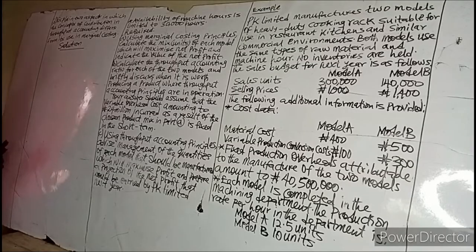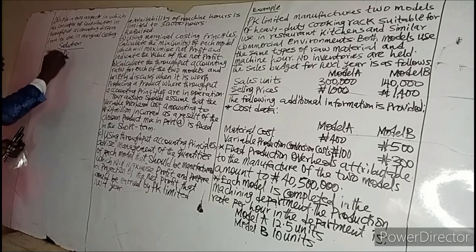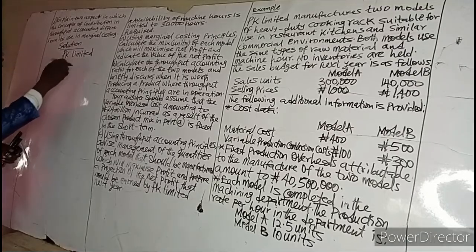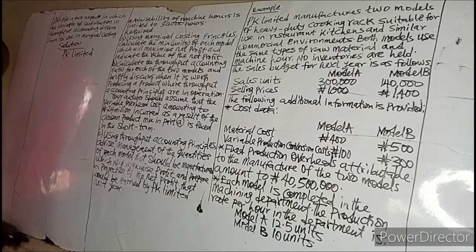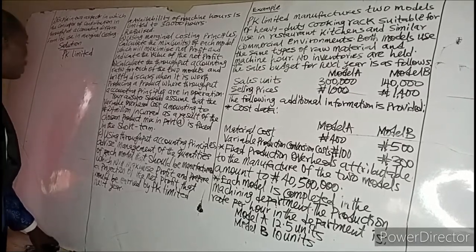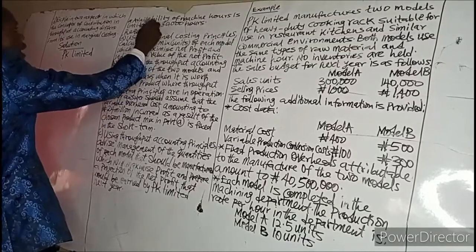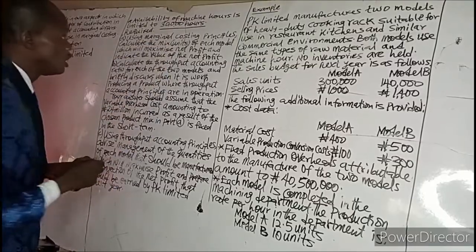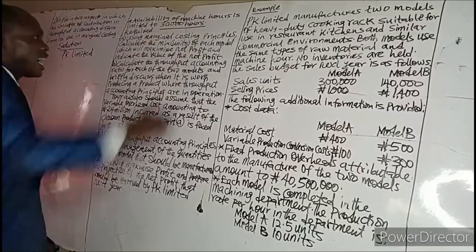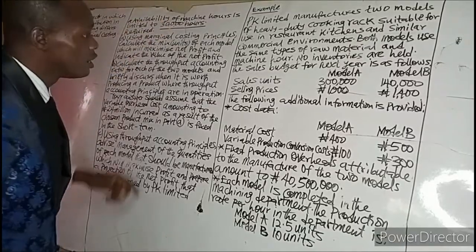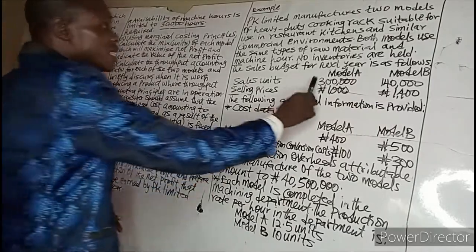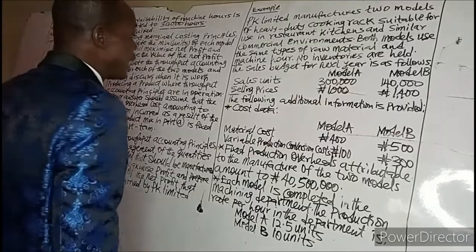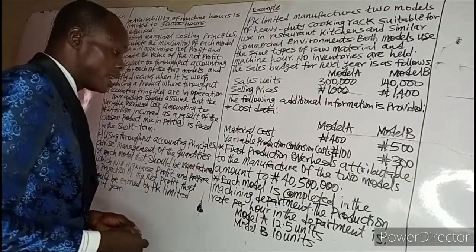Now, this is a question involving single limiting factor. The name of the entity is PK Limited. Single limiting factor and throughput accounting. I've told you that to solve questions involving single limiting factor, the first thing is to identify the limiting factor. You are given the availability of machine hours to be 30,000 hours. You want to confirm the adequacy of these machine hours. Are these machine hours sufficient for the production of 300,000 units of model A and 140,000 units of model B, since 300,000 and 140,000 are the number of units demanded for model A and B respectively? So we want to know if the 30,000 hours will be adequate.